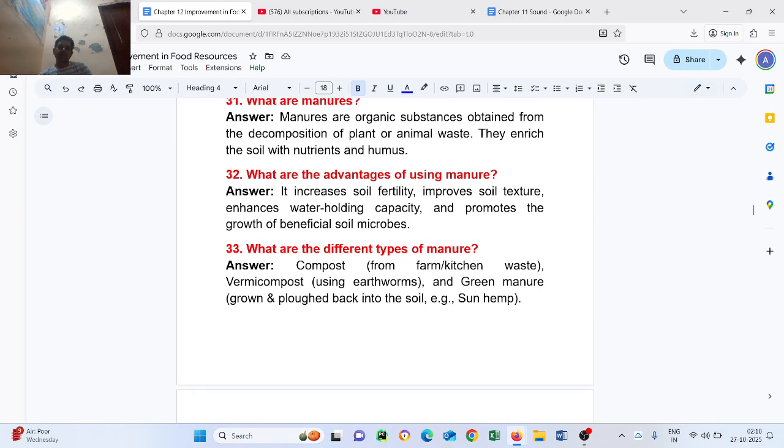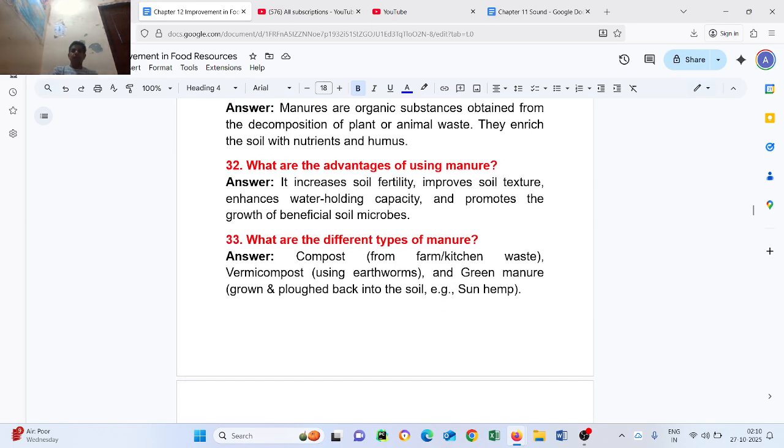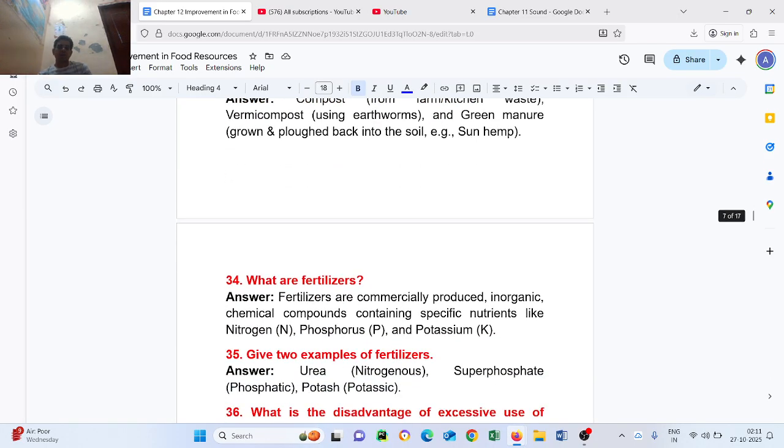Question number 33. What are the different types of manure? Compost from farm and kitchen waste, vermicompost using earthworms, and green manure, which is grown and plowed back into the soil. Example, sunn hemp.